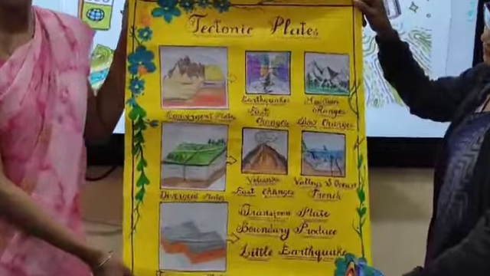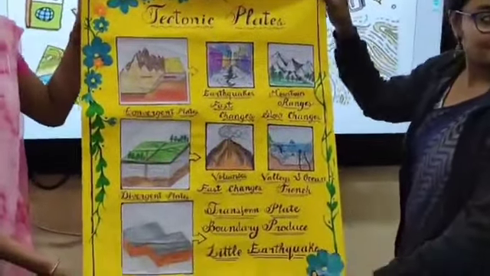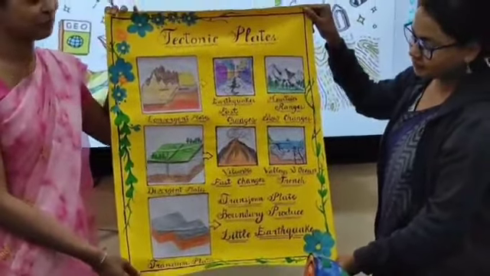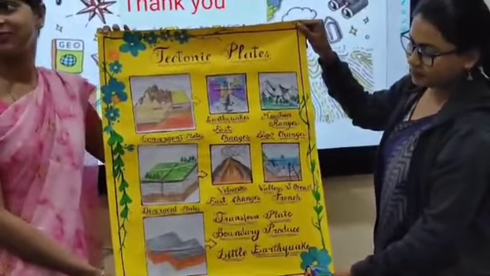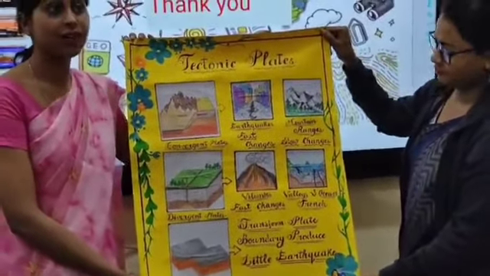Very nice. Convergent plate boundaries cause this kind of landforms. Then divergent boundaries. Causes of earthquakes are also shown here. Yes, volcanism, different types of plate movements. This activity shows the formation of mountains.